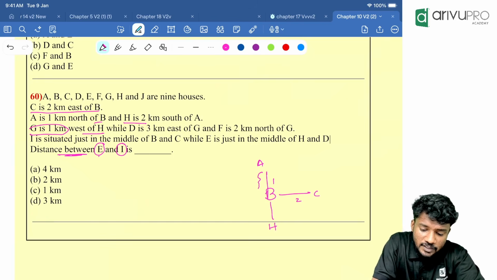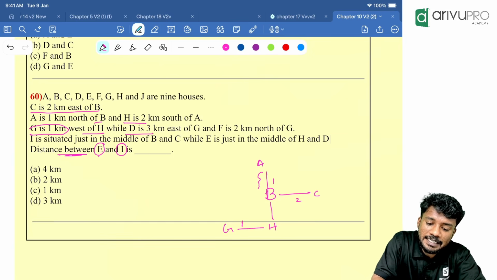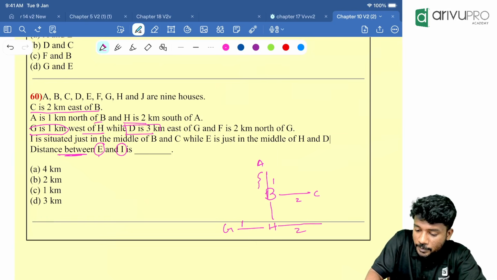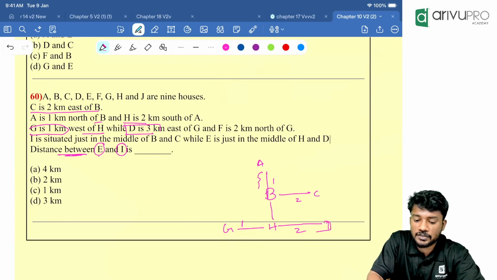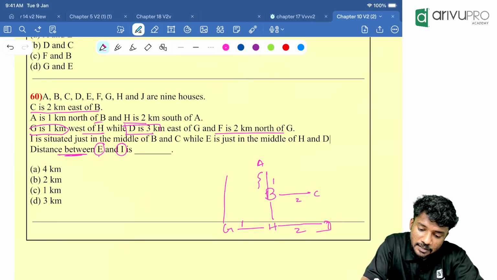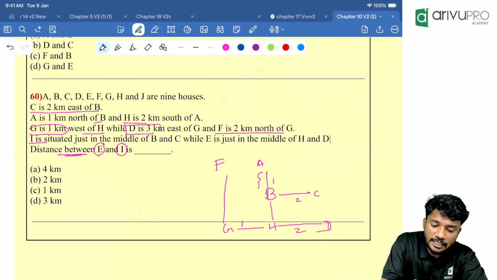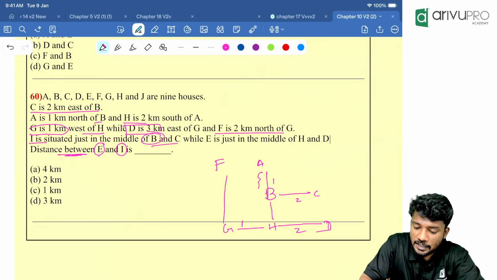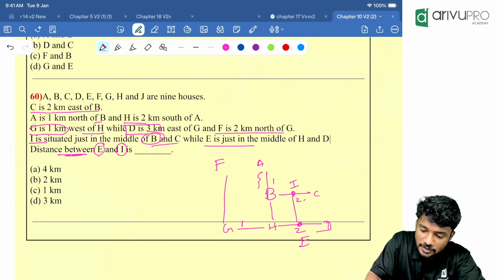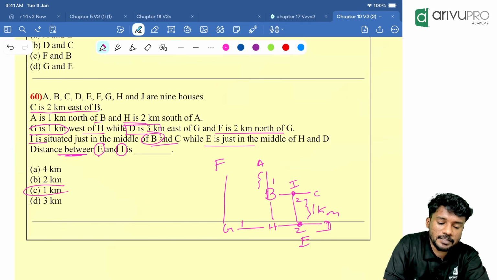Then what is given? G is 1 km west of H, while D is 3 km east of G. 3 km east of G means 2 km to this side, and D is there. Then F is 2 km north of G. 2 km north of G means F will be over here. I is situated just in the middle of B and C, while E is situated just in the middle of H and D. Now we need to find the distance between E and I. How much is this distance now? 1 km.